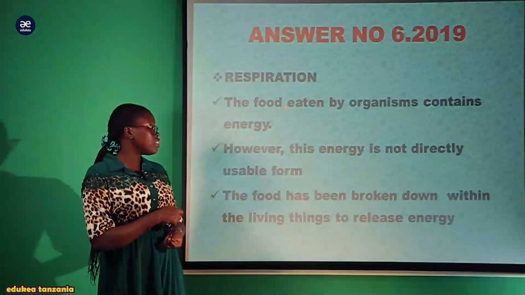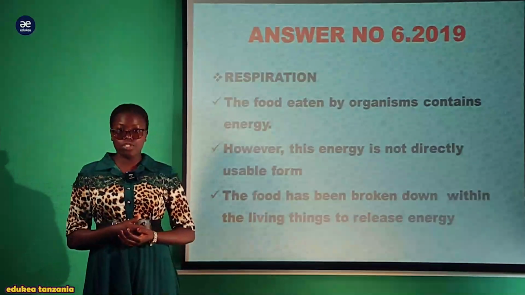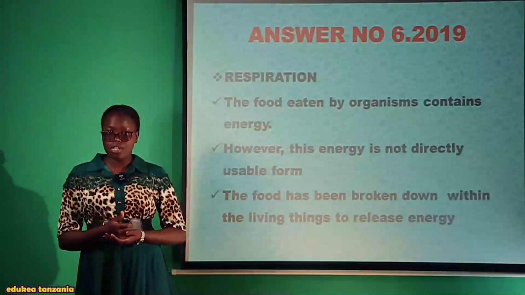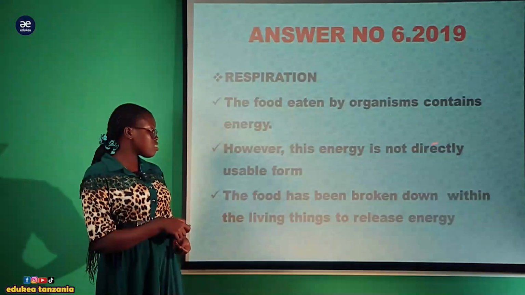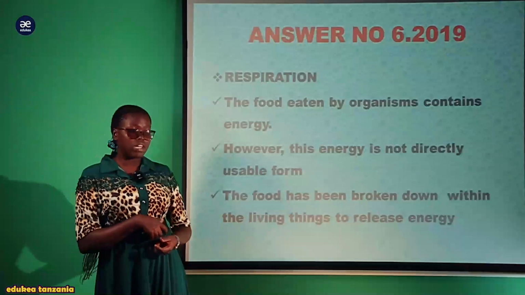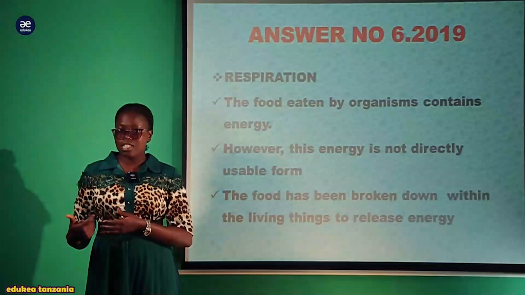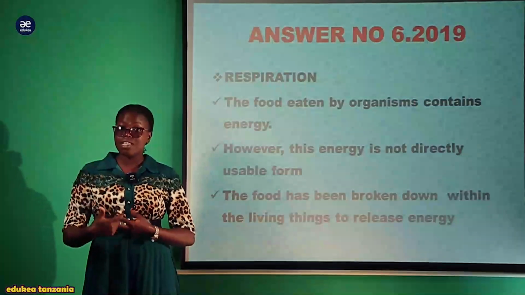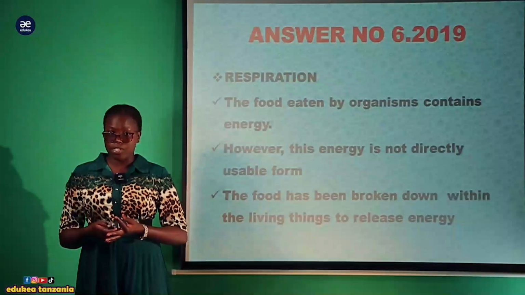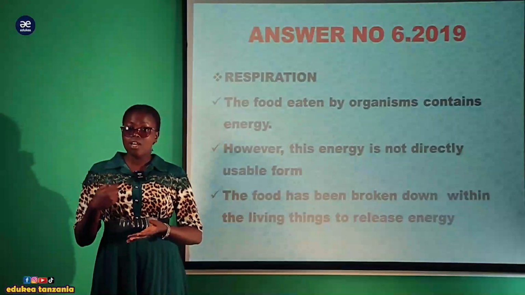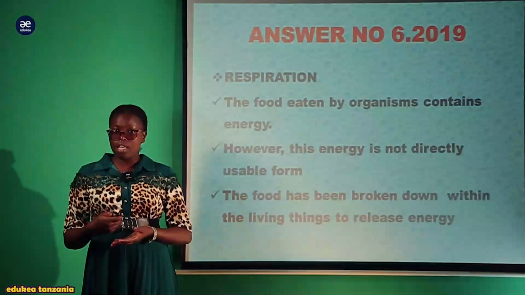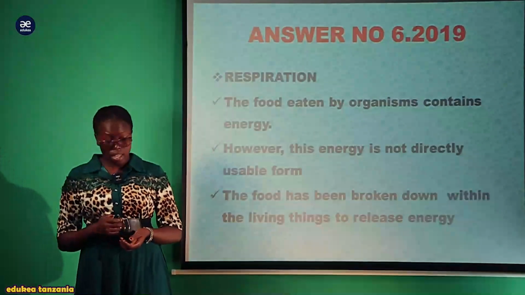So respiration: the food eaten by an organism contains energy, but that energy is found in an inaccessible form, so it must be broken down so as to release the energy. This energy is not directly in usable form, and the food has to be broken down within the living things to release energy. The process of breaking down this food substance we see in the topic of gaseous exchange and respiration. You see that there is aerobic and anaerobic respiration, where the food substance, for example glucose, is broken down in the presence of oxygen in aerobic, and in anaerobic the glucose is broken down in the absence of oxygen.